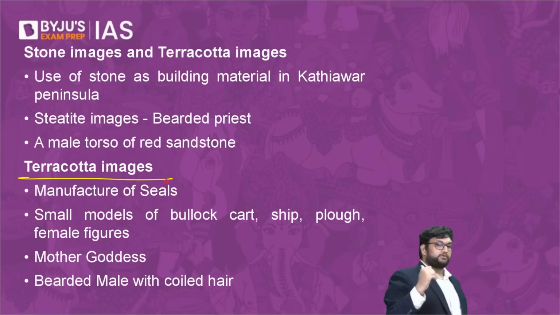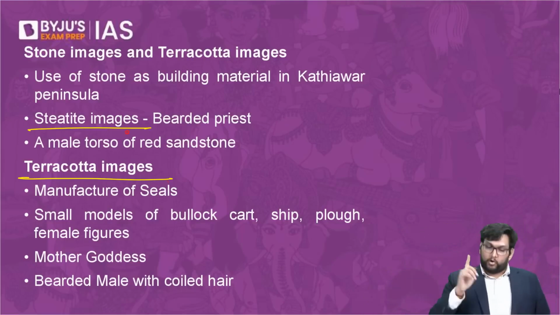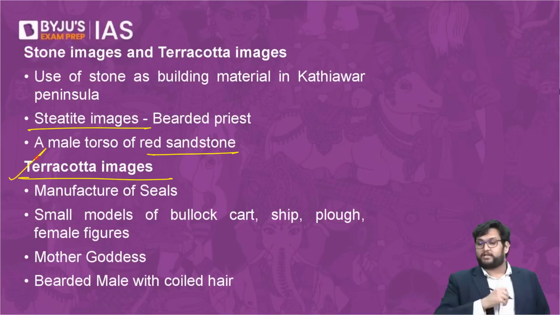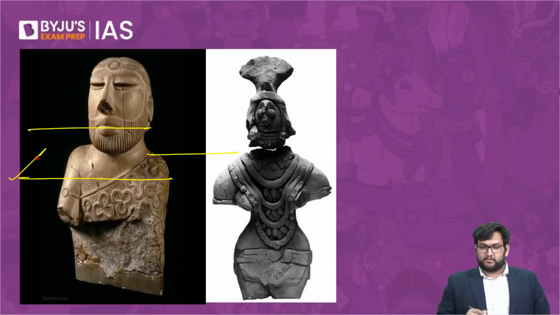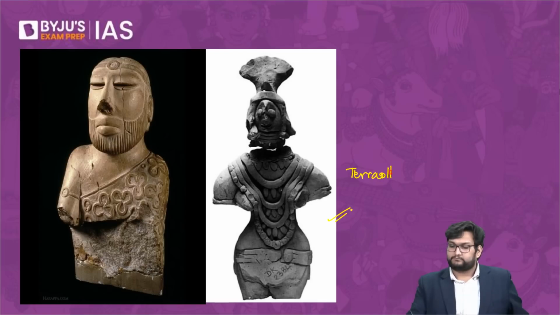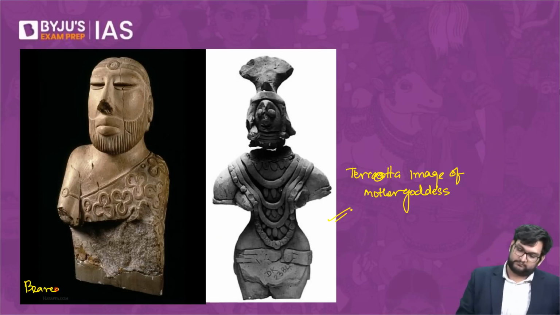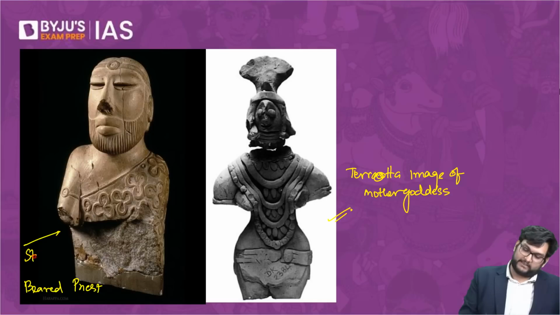So you have stone sculpture, you have steatite sculptures, you also have red sandstone sculpture, you also have terracotta images, and terracotta images of the mother goddess. This is a terracotta image of the mother goddess, and the bearded priest, which is basically steatite.